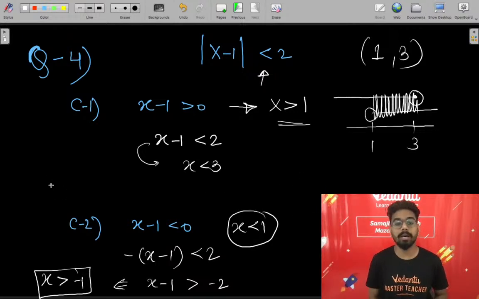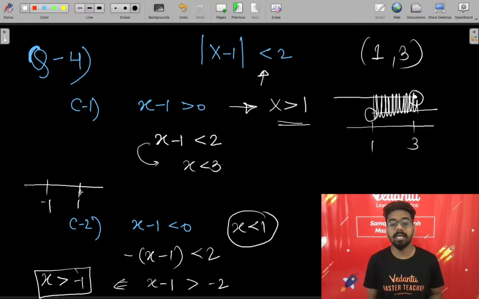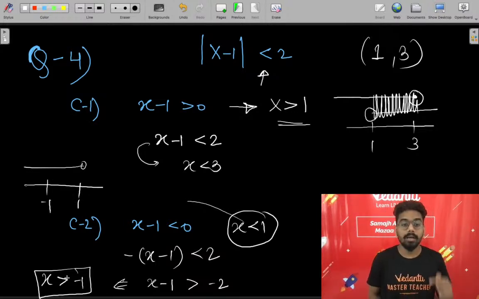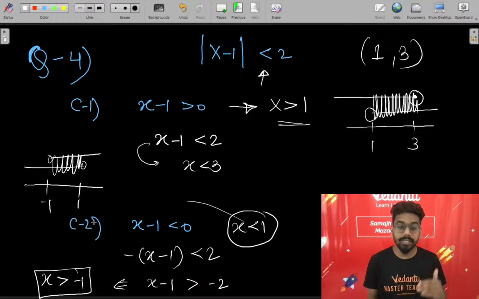Let's draw this on the number line. This is minus 1, this is 1. We are saying x less than 1. And over here we are saying x has to be greater than minus 1. So the region which satisfies these two inequalities is minus 1 to 1. So we can say either x can be from 1 to 3 or we can say from minus 1 to 1. दोनों ही solution है.